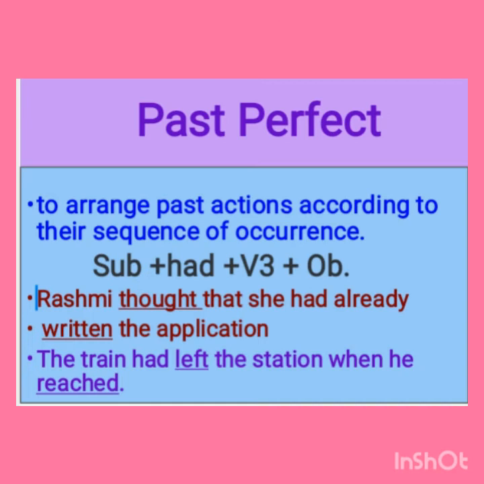Now come to the past perfect tense. So we use past perfect tense to arrange past actions according to their sequence of occurrence. Structure: first of all, we use subject, then had, then third form of verb, and then object. For example, Rashmi thought that she had already written the application. Second, the train had left the station when he reached. Here, actions are arranged according to their sequence of occurrence.